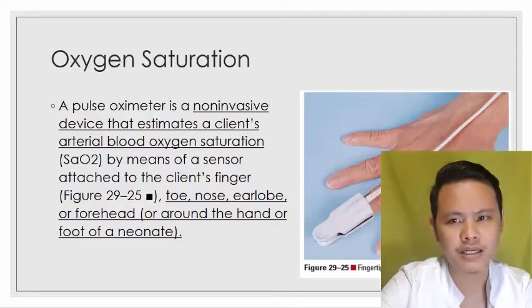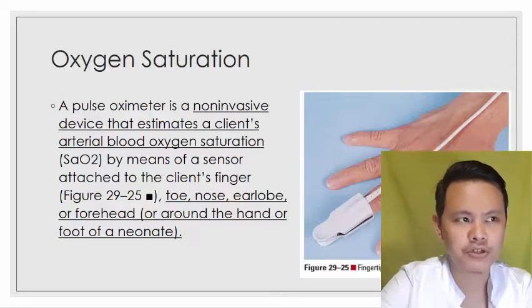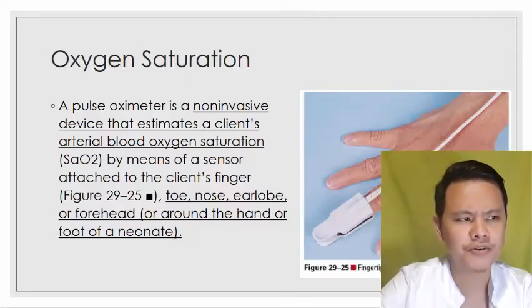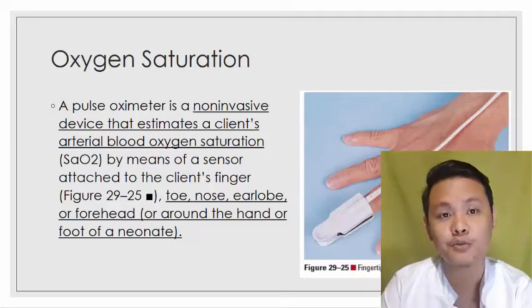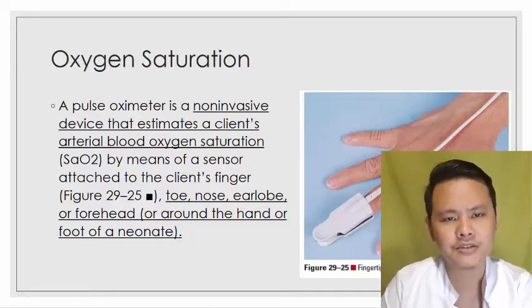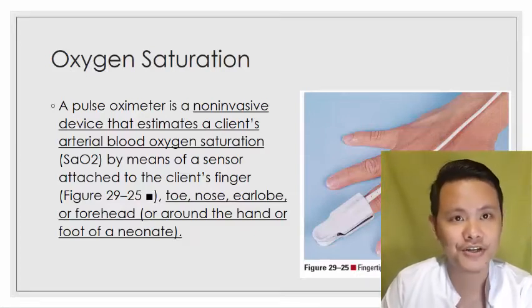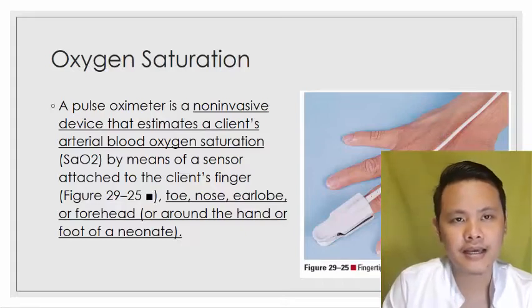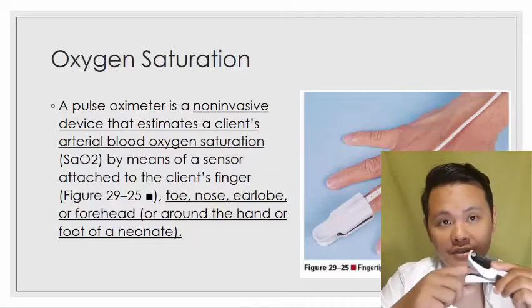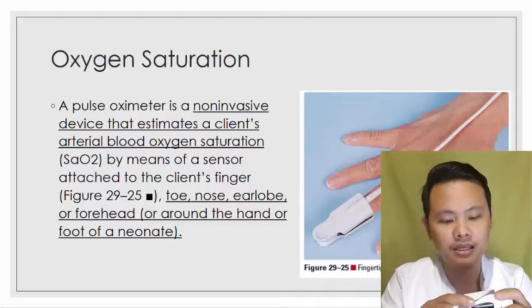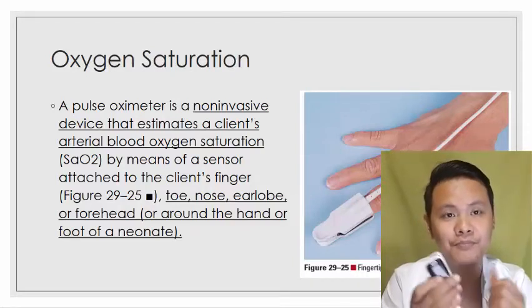When you say pulse oximetry, it's actually a method that measures the percentage of the blood hemoglobin carrying oxygen. Many healthcare professionals consider oxygen saturation as one of the vital signs. Now, how about the pulse oximeter? This is a non-invasive device that estimates a client's arterial blood oxygen saturation using a sensor which you attach on your finger or some other parts of your body. Then it will easily tell us about the oxygen saturation of your body.